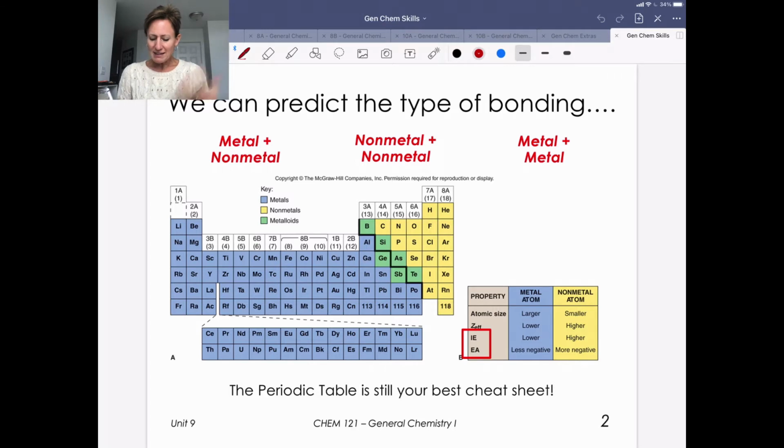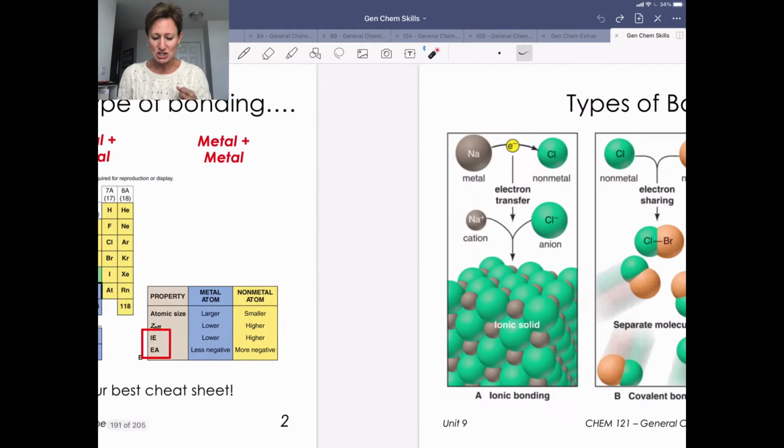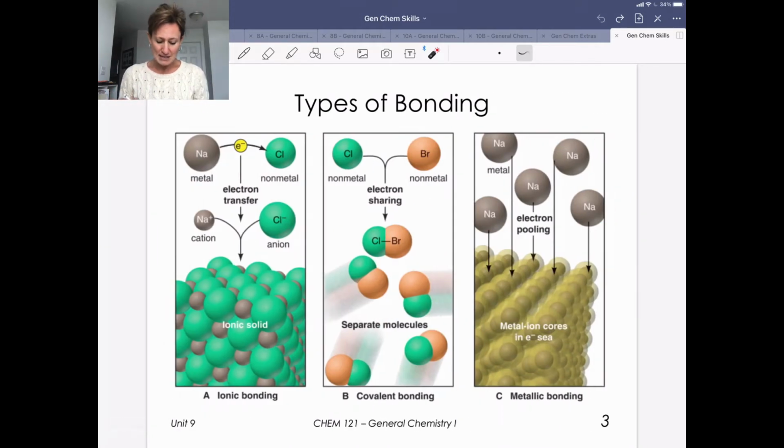So a lot of things that allow us to think about what is going on here have to do with two properties we talked about in our last learning unit: ionization energy and electron affinity. Again, ionization energy has to do with how much you want to give up an electron, and electron affinity has to do with how much you want to take on an electron. So when we have things that really want to give up electrons, like metals, pairing up with things that really want to take on electrons, like nonmetals, that's how we form our ionic compounds. Remembering that where we find things on the periodic table is really going to be our best cheat sheet.